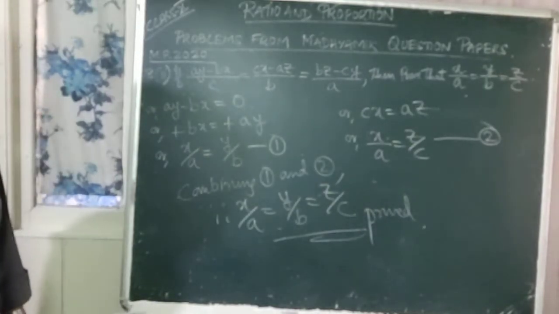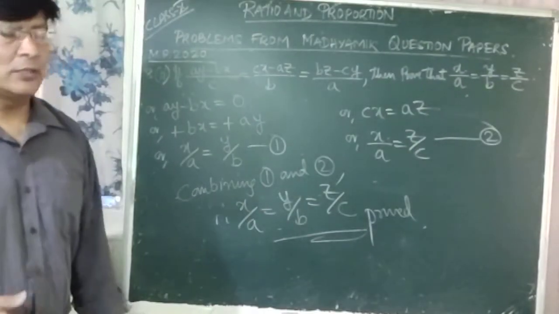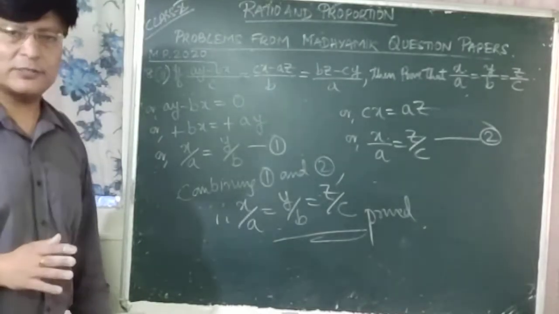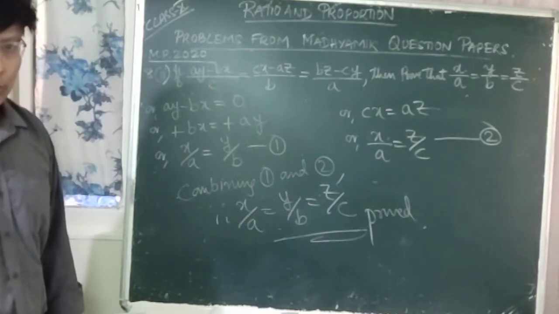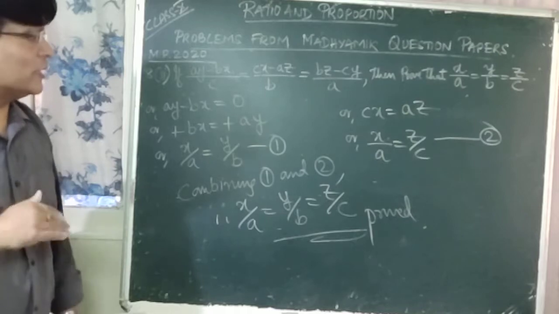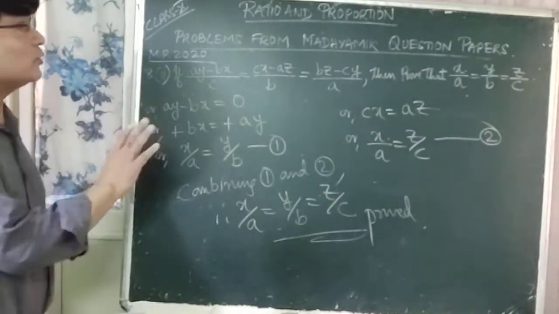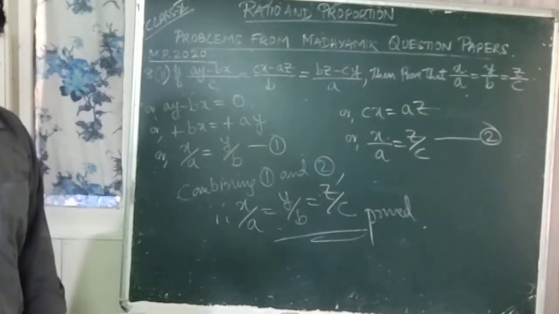So today we did 6 problems from the mathematics question paper. You can revise all these problems at home that we did today. So this much is for today. In the next class we'll do the new chapter. So that means the ratio and proportion chapter is finished.